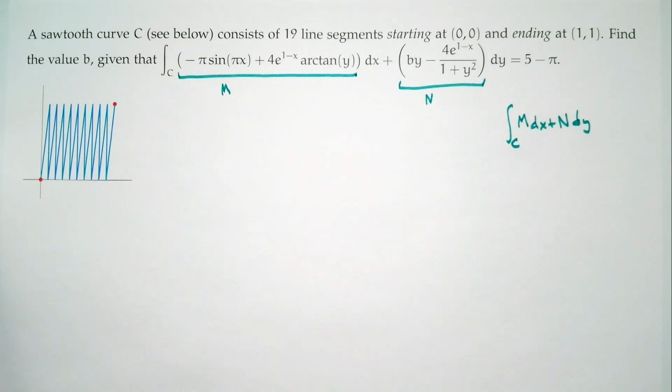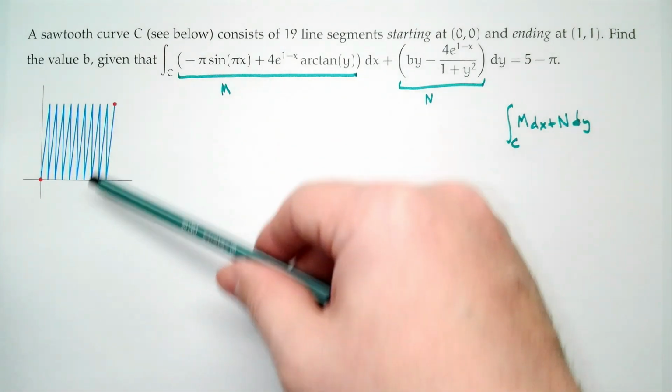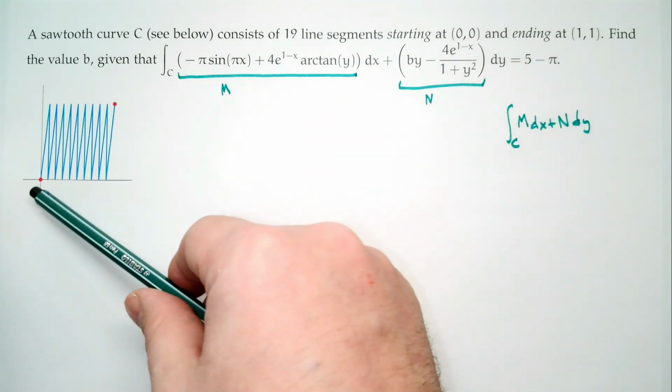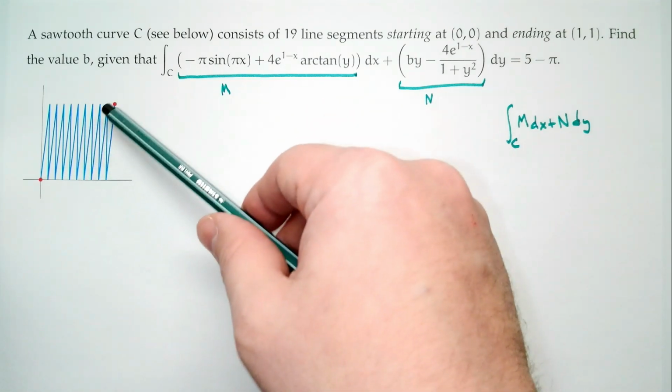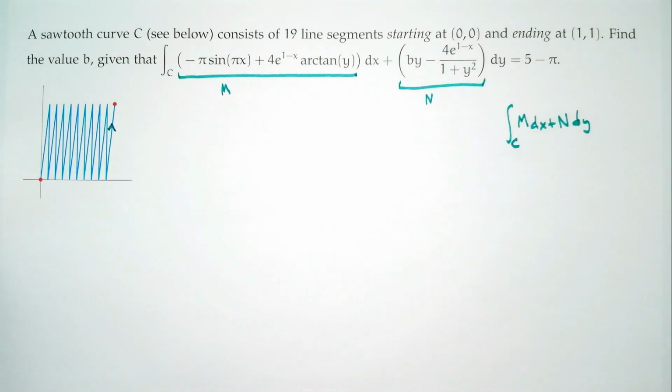Now you'll see in this problem we have the following. We have this curve. It's a sawtooth curve. And it goes up and down. There's a total of 19 segments. Starts in the corner at 0, 0, ends at 1, 1. So I'll put a little arrow here so we know which way we're going. Now we probably would not want to do this integral by doing 19 individual line segments and finding out what happened. So here's the great thing: if we're integrating the right kind of function, life is good.